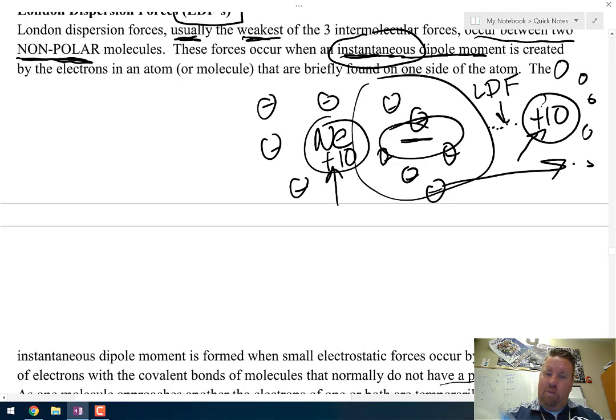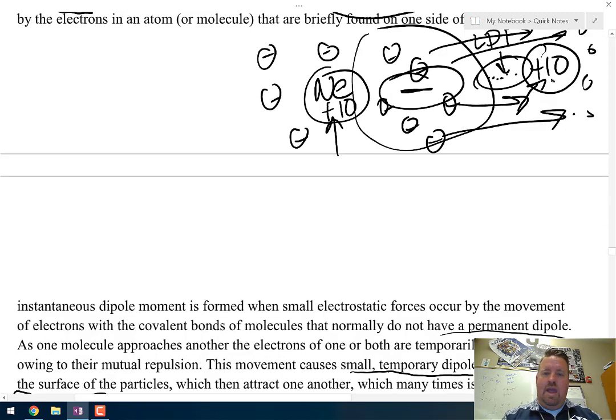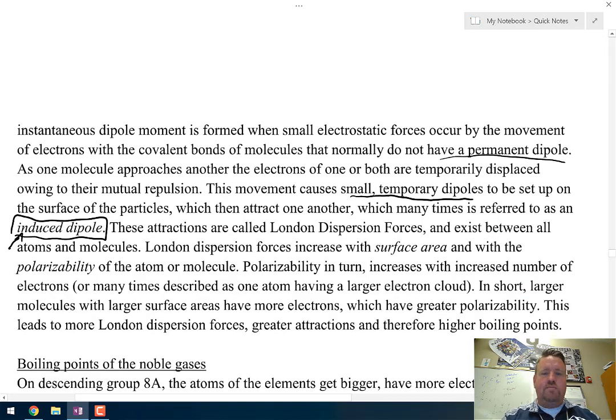If we move these atoms close enough together, the electrons repel each other enough that these electrons push those other electrons to the other side, and now we've got this attraction between the nucleus of one neon atom and the electrons of another. These attractions are called London dispersion forces. They do exist between all atoms and molecules.